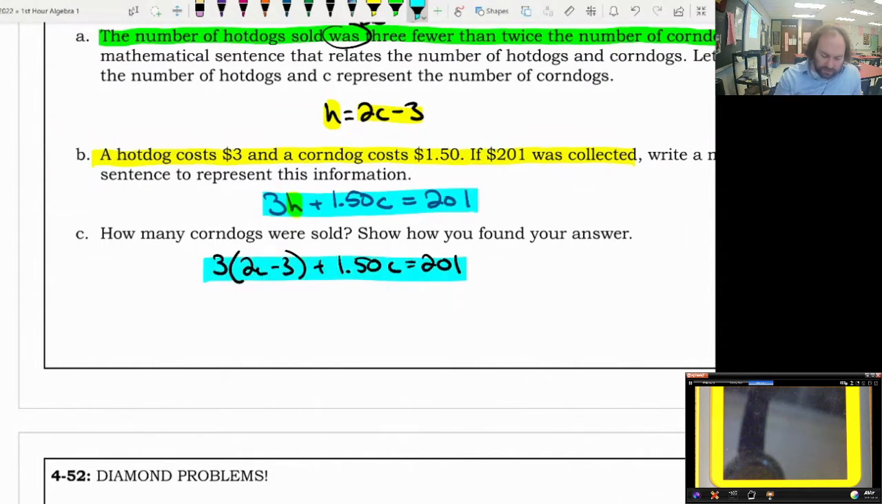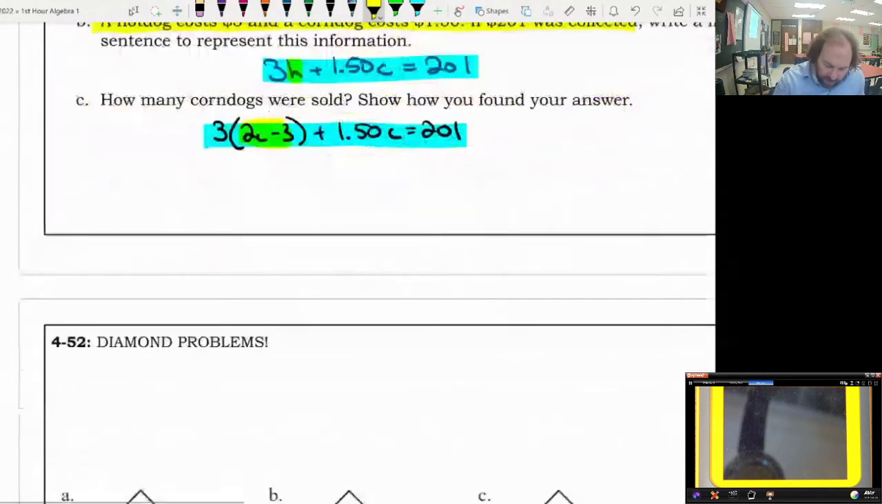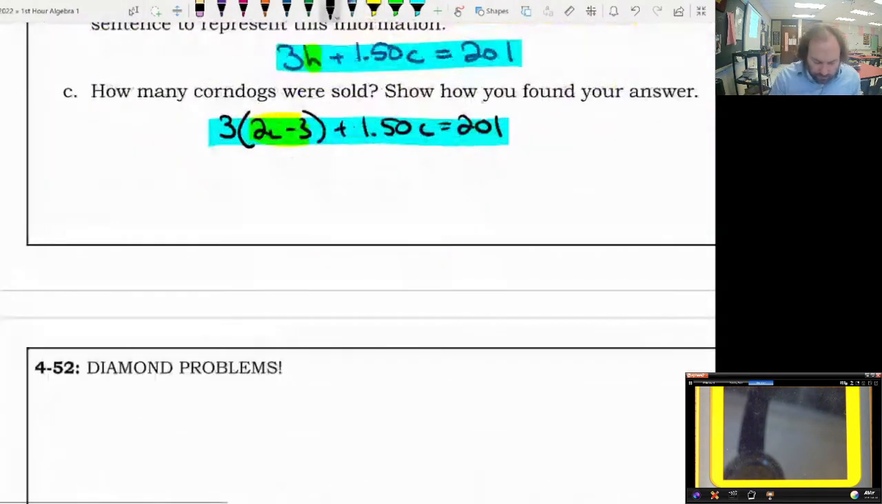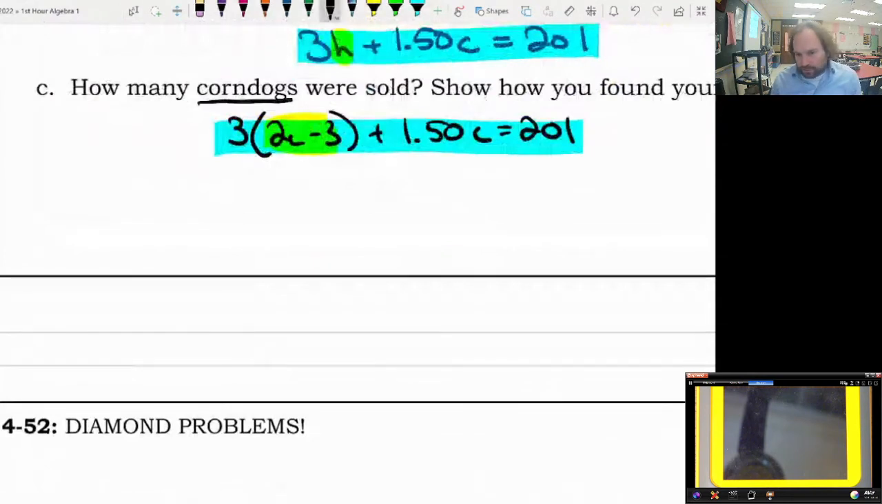The only difference is that we replaced H with 2C minus 3 because they are the same idea. And now we only have one variable. Unfortunately, they only asked us for how many corn dogs are sold, so once we're done solving this, we're done with the problem. 6C minus 9 plus 1.5C is equal to 201.